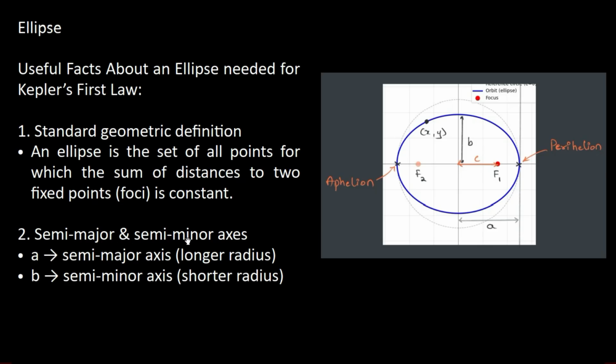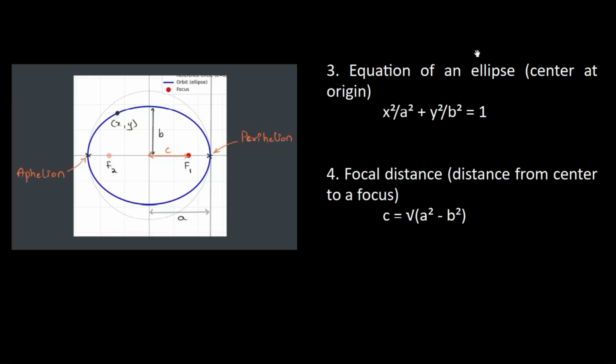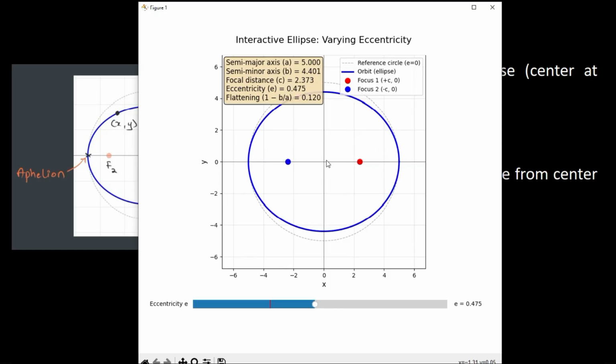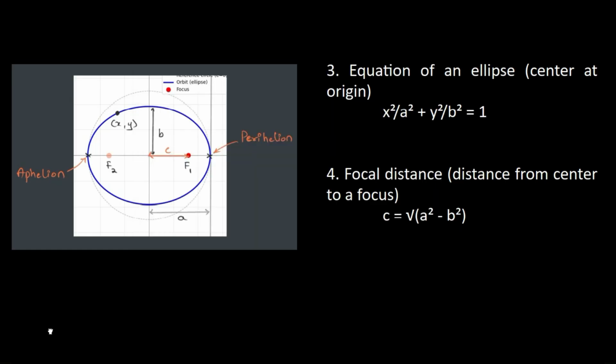Then we have the semi-major and semi-minor axis. A is the semi-major axis, the long radius from here till here. Oh yeah, I've marked it over here. And the semi-minor axis is from the origin to the topmost point. In this case, the equation of an ellipse with center at the origin. So we have this. Focal distance is from the center to the focuses. So we have two focus, as you can see. So these are your focus 1 and you can call it focus 2. Focal distance is the distance from the center to the focus.